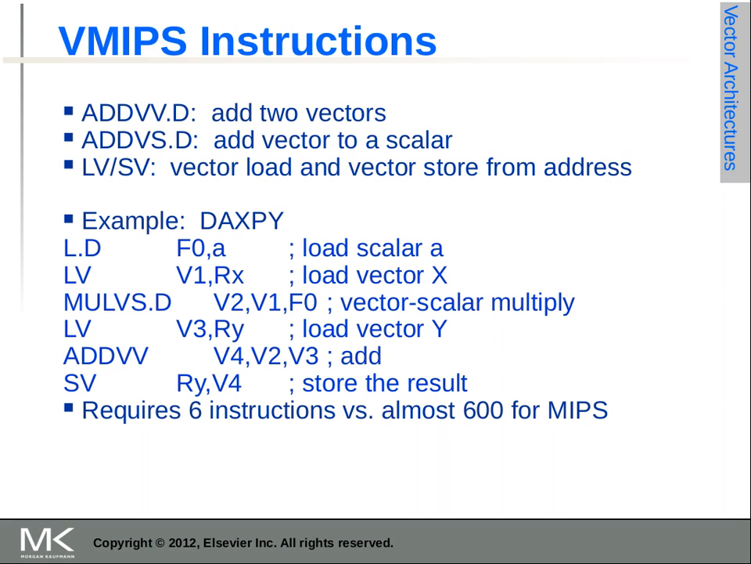So this is only 6 instructions as opposed to 600 in MIPS. If you think about it, with matrix multiply, you had a bunch of loops. They're basically breaking those loops down into individual instructions.